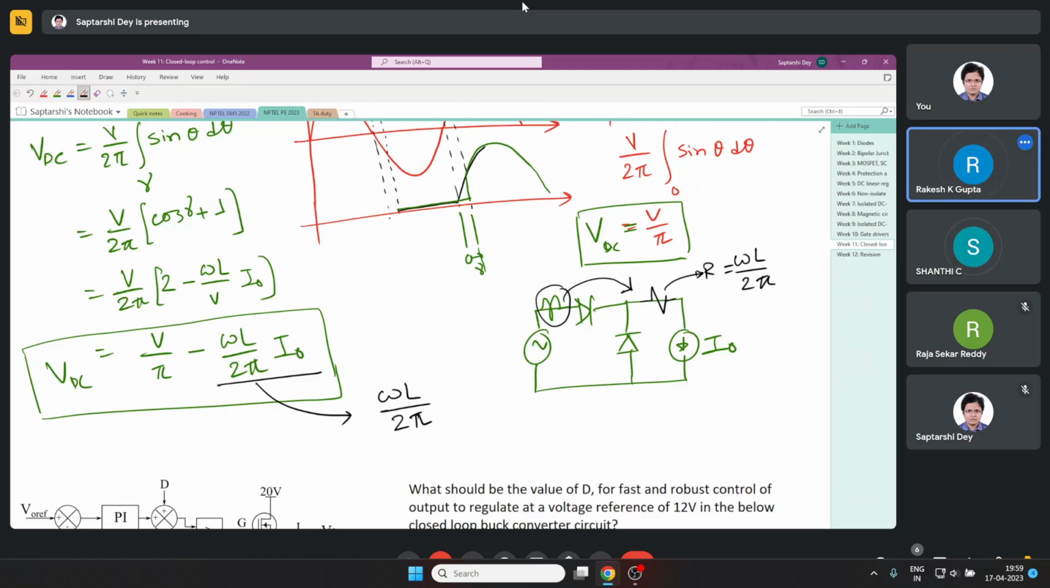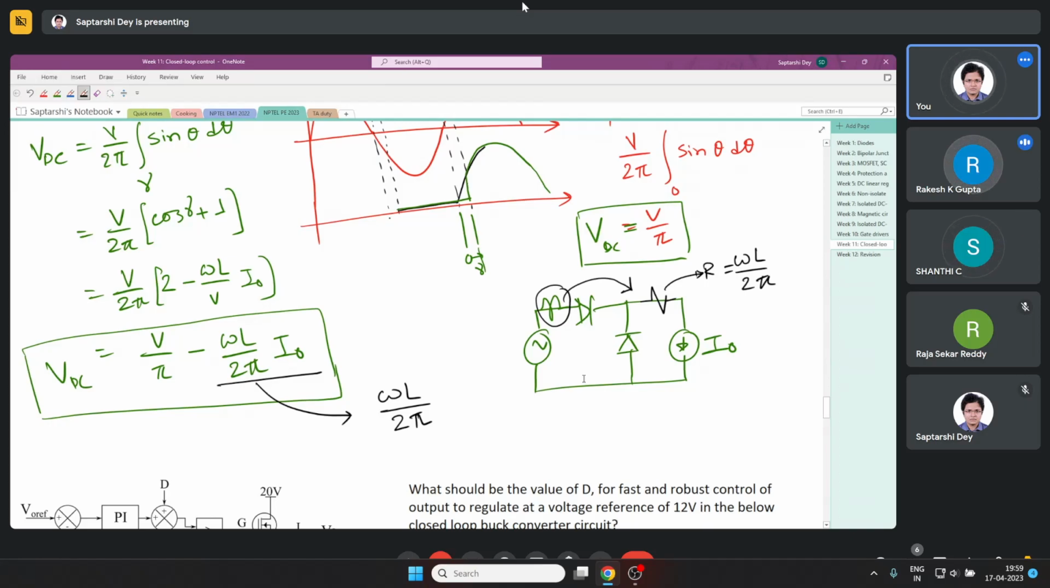This should not be considered as R. R is a lossy component. It is only a drop, so we can consider it an impedance. I am just saying that it looks as if a resistance has been connected there, but it is a reactance causing this drop. Since the drop is directly proportional to I naught, it is as if a resistance has been connected, which is causing this drop. But yes, there is no loss.